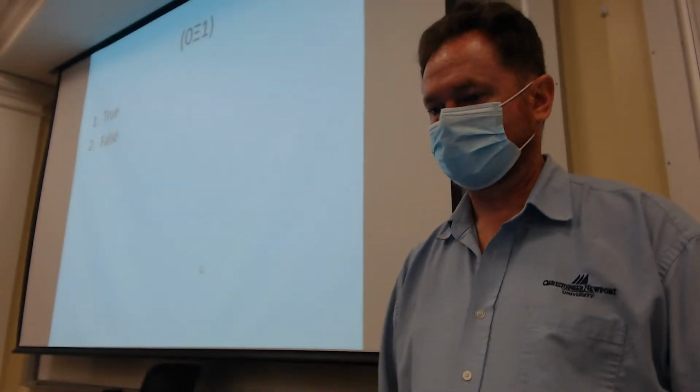0 triple bar 1. What is the value of 0 triple bar 1? Yes, sir. It is false. Why? Good. The triple bar is the claim that the two sides should match. The two sides do not match. Therefore, it is false. Very good.